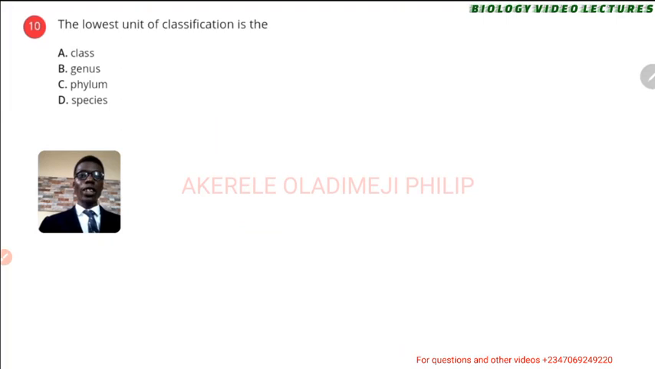The lowest unit of classification is the, of course, if you can remember what we have: kingdom, phylum or division, class, order, family, genus, and species. So the lowest is going to be species, which makes option D the correct answer there.